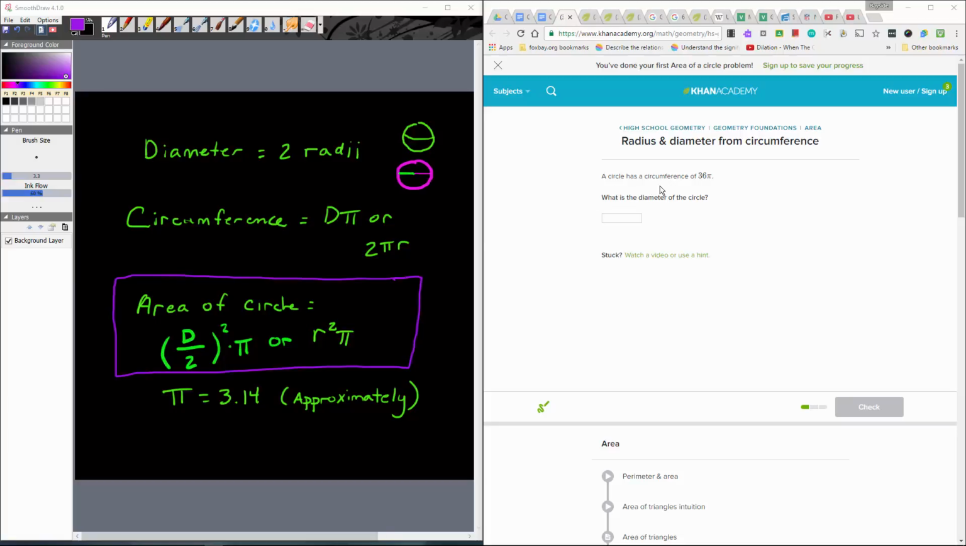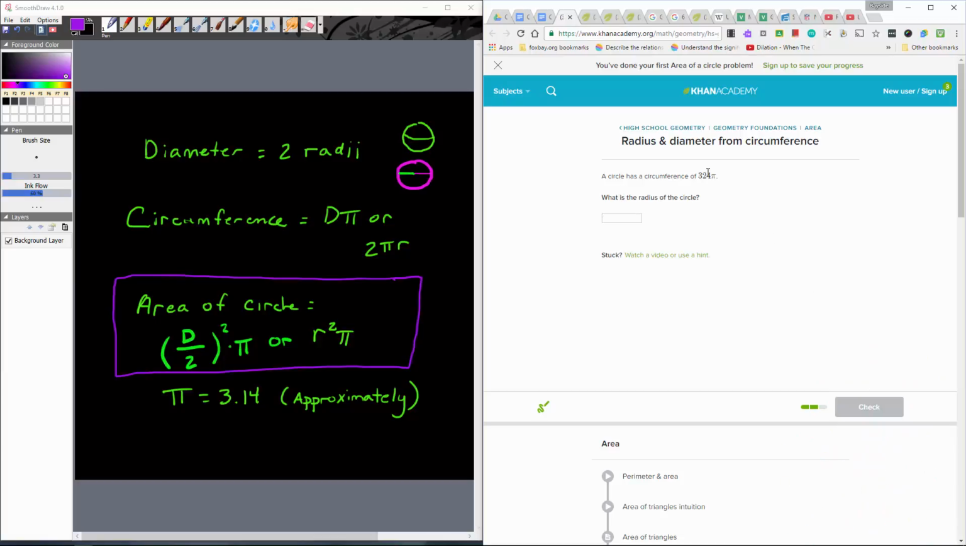So it says a circle has a circumference of 36 pi. Remember, the circumference is either d times pi or 2 pi r, right? So if I look at that for a second and I want to know the diameter, well, it's what times pi? Diameter times pi, right? So this would be 36 times pi. So the diameter here is just 36.